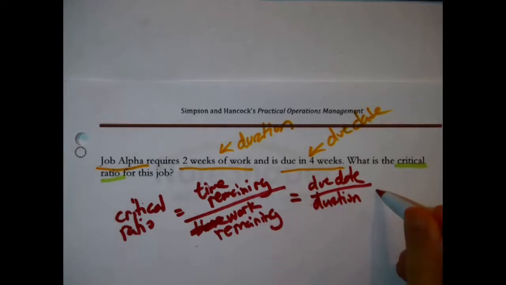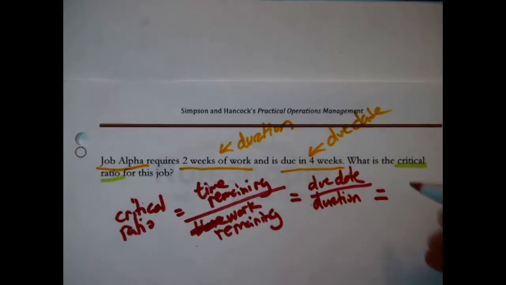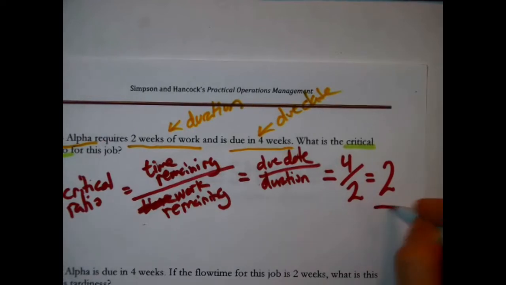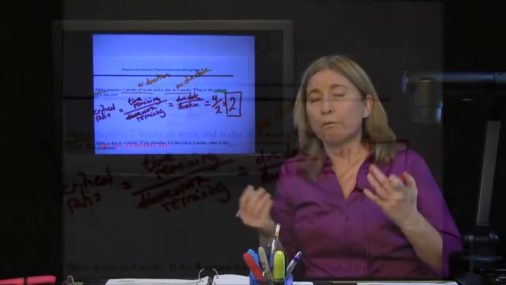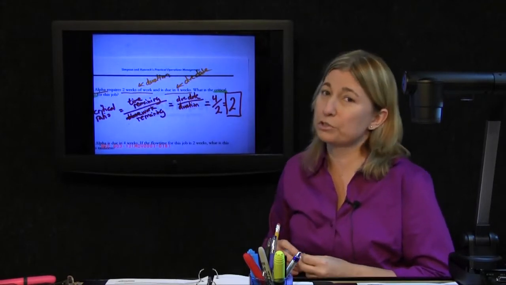That's usually what the first iteration of these kinds of critical ratio calculations looks like. Well, there's our answer actually: just 4 divided by 2, or 2. The critical ratio for job alpha is 2.